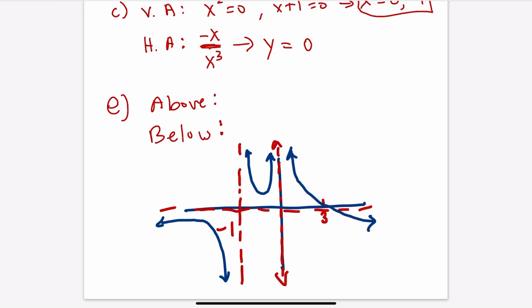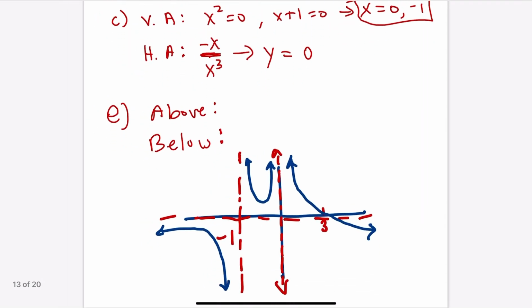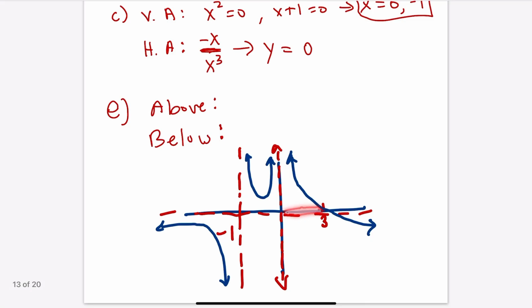Okay, so that means to answer the above and below. So where's your graph above and where's it below? So it's above in this interval, and it's below, and it's above also in this interval, but it's below in this interval, 3 and later. So again, let's actually do the algebra.